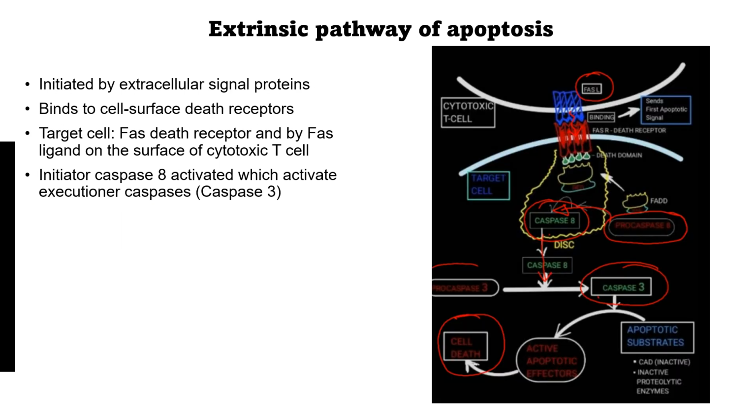Now there is the extrinsic pathway of apoptosis. This was discussed in detail, so I will just cover the important points. There is the TNF alpha pathway and the Fas ligand. What do you understand by the extrinsic pathway of apoptosis? If there is any signal from outside, then it is called the extrinsic pathway of apoptosis.